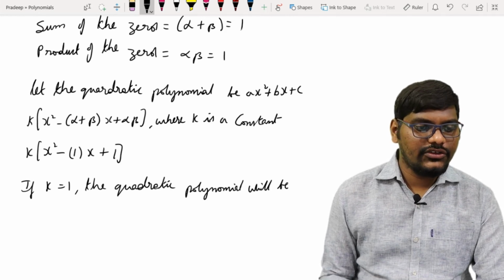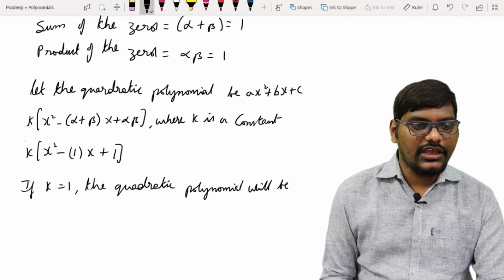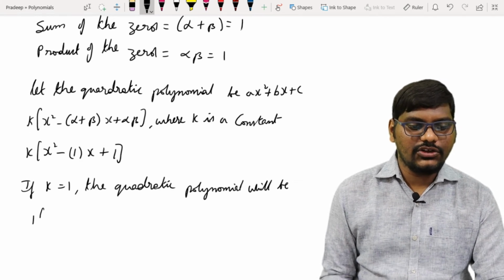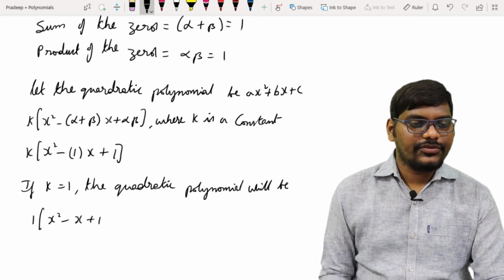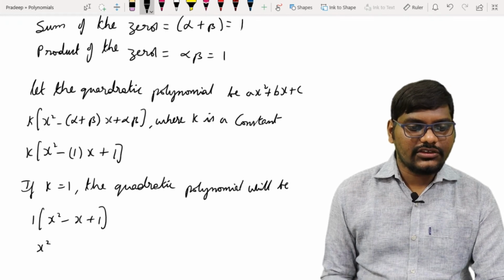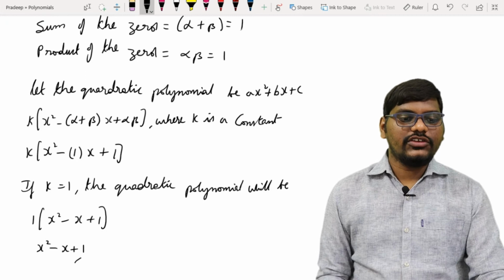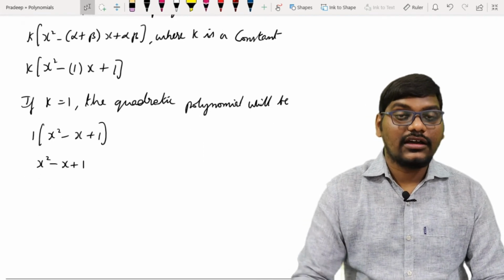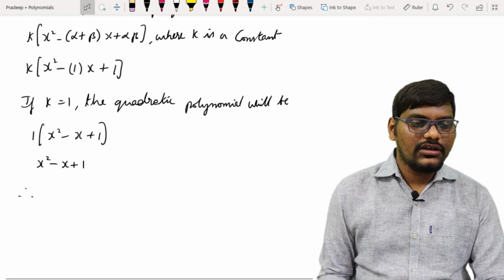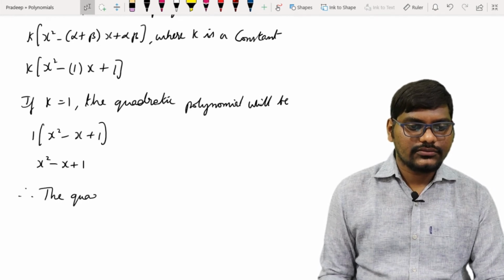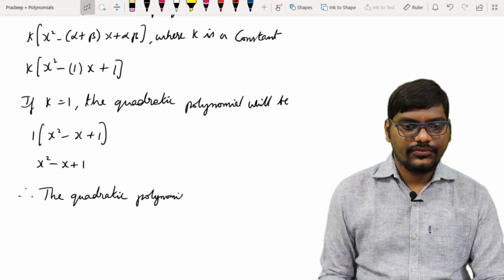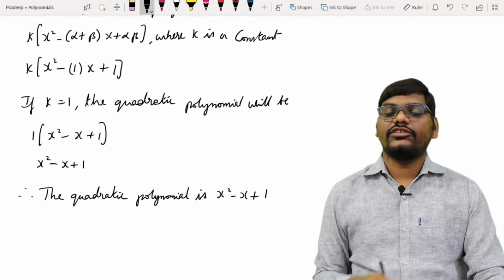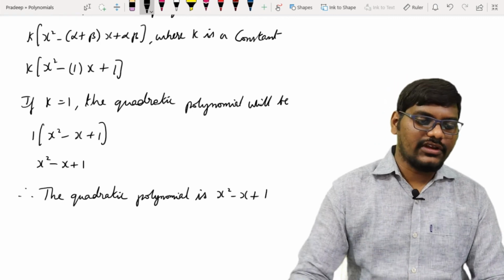So this I can write as the polynomial in the above case. In the place of k, I'll just substitute 1. So 1 into x square minus 1 into x, it is x, plus 1. This is the equation. So this becomes x square minus x plus 1. This is the equation which we got. So we'll write the conclusion also. Therefore the quadratic polynomial is x square minus x plus 1. So this is all about this particular question. We'll see the next one.